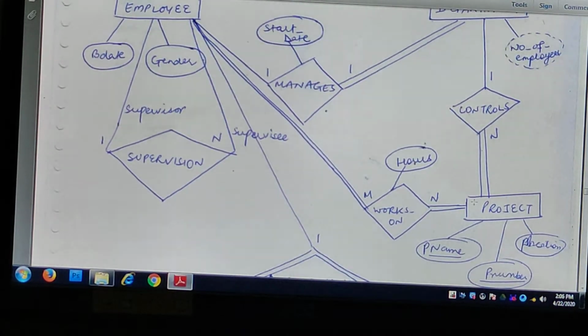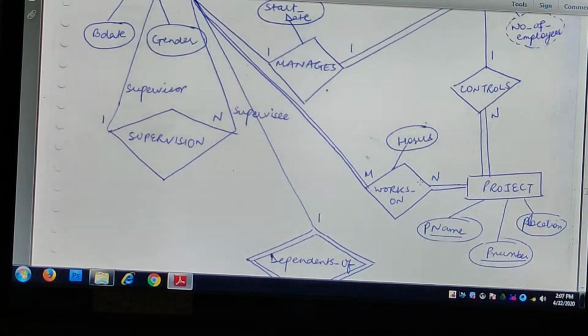Then we have this project. Employee works on project. This is a many to many relationship, that is M to N. Multiple employees are working on multiple projects, or you can say multiple employees work on one project and one employee works on multiple projects. So it is an M to N relationship.